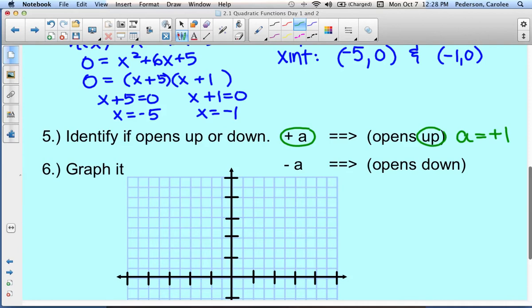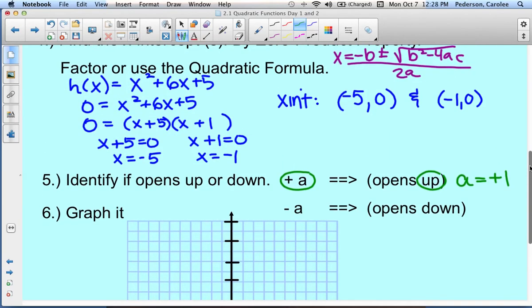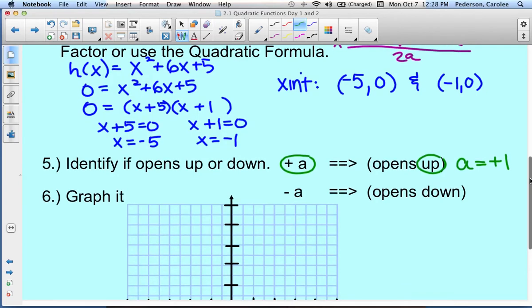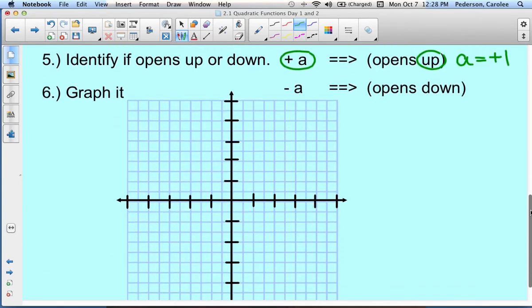So I'm just going to work backwards. I'm going to start with step 4. Step 4 was to find those x-intercepts. Those x-intercepts were -5, 0, and -1, 0. So I go on the x-axis, my horizontal axis, and I go over -1 and over -5. So here's -1, -2, -3, -4, -5. I'm going to create ordered pairs. -1, 0, -5, 0. These again are my ordered pairs for my x-intercepts.